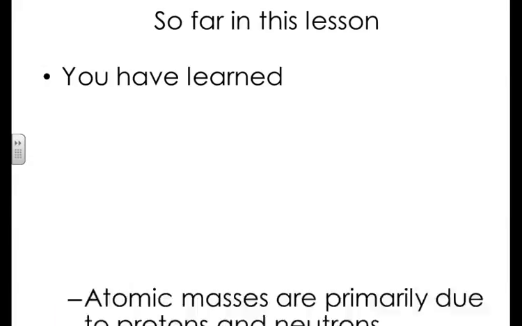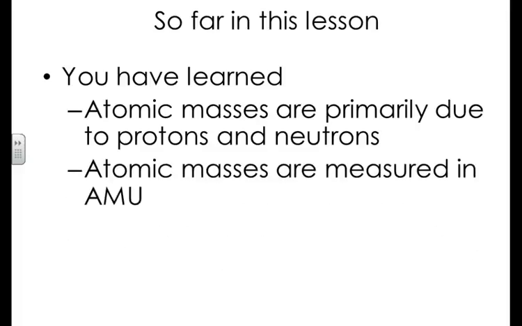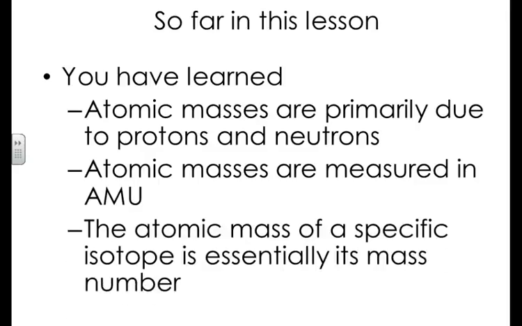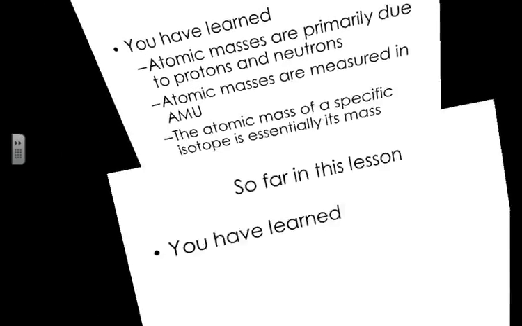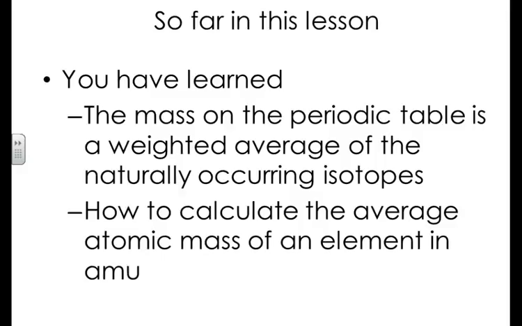So far in this lesson, you've learned that atomic masses are primarily due to protons and neutrons, not electrons. Atomic masses are measured in atomic mass units, or AMUs, and atomic mass of a specific isotope is essentially its mass number. Mass on the periodic table that's given to us, that we're going to use almost daily, is a weighted average of the naturally occurring isotopes. And we've also learned how to calculate the average atomic mass of an element in AMUs.